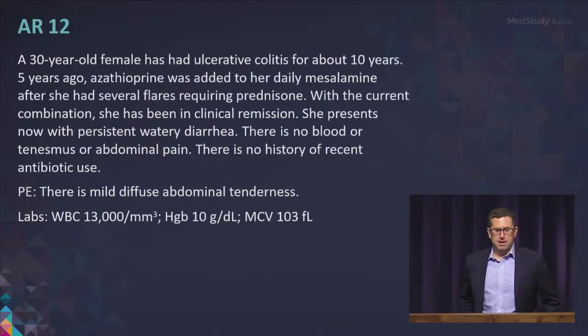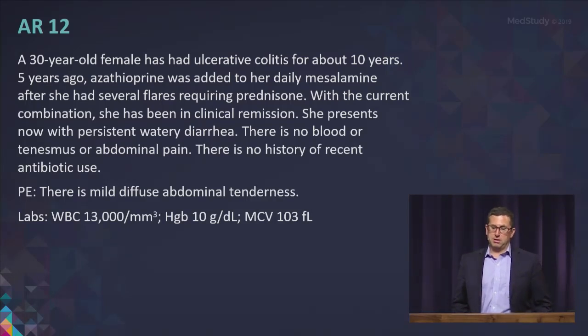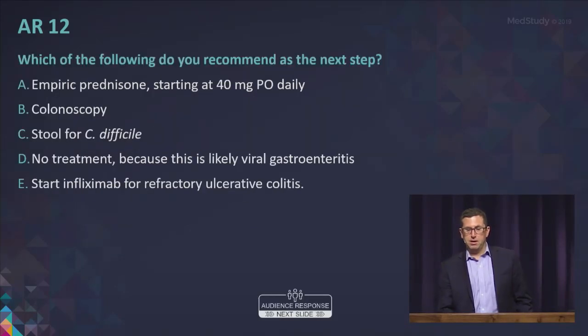So question 12. A 30-year-old female has ulcerative colitis for about 10 years. 5 years ago, azathioprine was added to her daily mesalamine after she had several flares requiring prednisone. With the current combination, she has been in clinical remission. She presents now with persistent watery diarrhea. There is no blood or abdominal pain. There's no history of recent antibiotic use. There is mild diffuse abdominal tenderness. The white count is a little bit elevated and the patient is a little bit anemic. Which of the following do you recommend? Empiric prednisone, colonoscopy, stool for C. diff, no treatment because we think it's just viral, start infliximab for refractory UC.